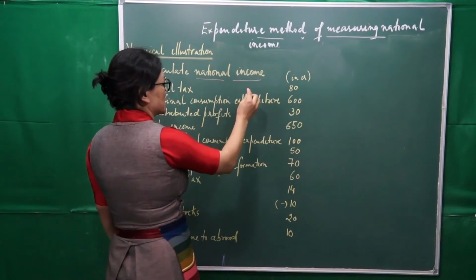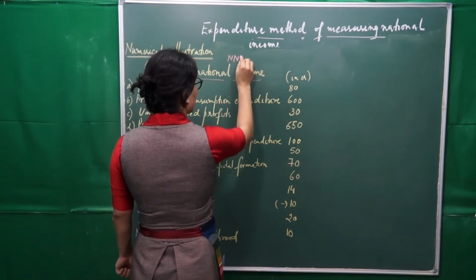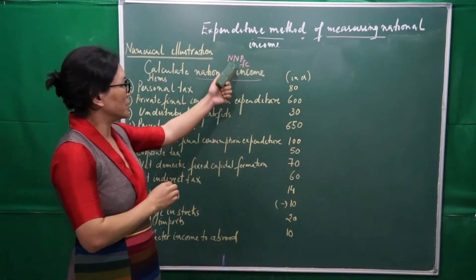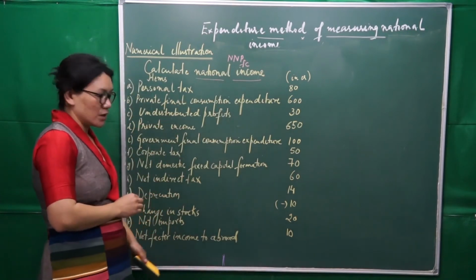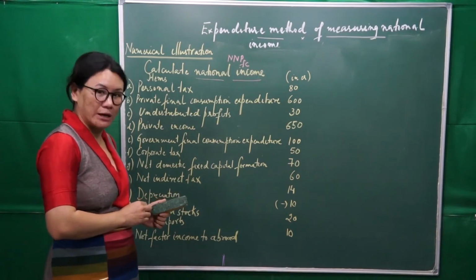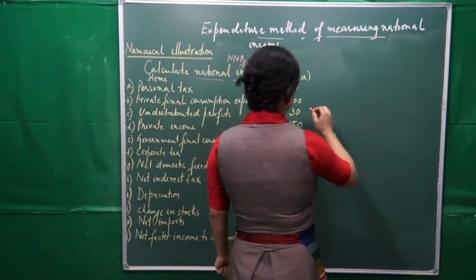Right? So this national income is NNP at factor cost. Right? So we need to find out this one. Now see, you need to observe each data carefully. Okay? Now see how to go about it.